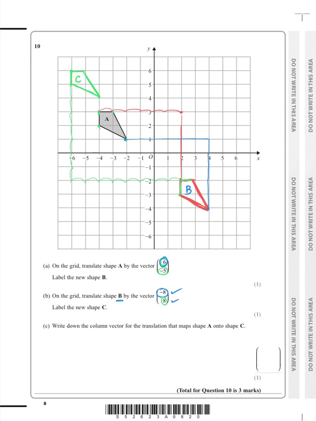Then it says, write down the column vector for the translation that maps shape A onto shape C. So we just want to go from A to C really. That's all it's saying. So we're going to pick a point and we're going to say, right, back 2, up 3. So back 2, up 3, and that should work for every single point that we choose. So we'll choose this one. So back 2, 1, 2, up 3. Okay, so that would be the translation column vector.